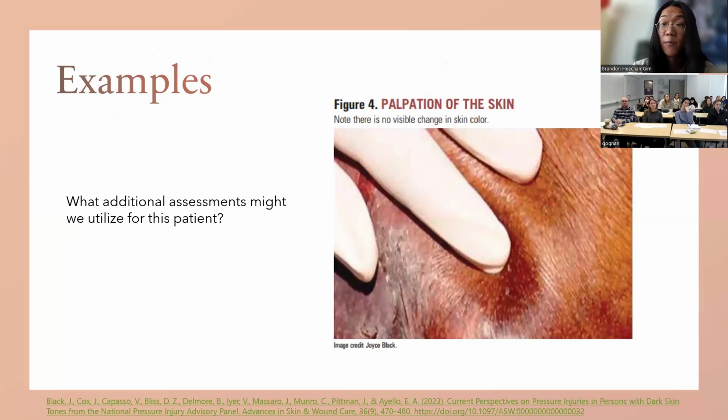So let's go over some examples. In this picture, you can see someone pressing on the skin of someone, and there's no visible change in skin color. What additional assessments might we utilize for this patient? Like stuff I just mentioned, we could check for texture. We can check for shininess, warmth compared to adjacent areas.